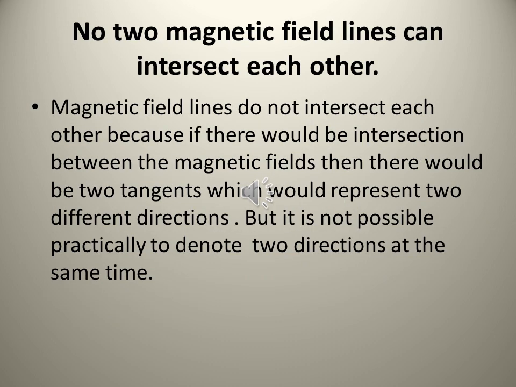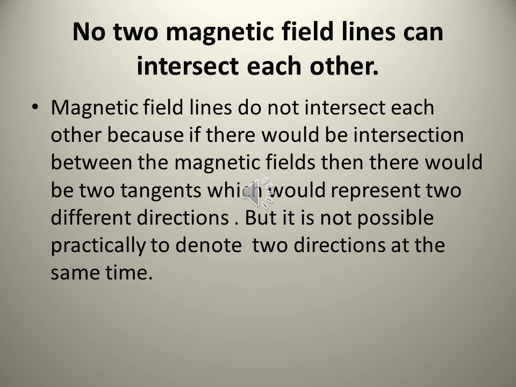Next comes a very important property, that no two magnetic field lines can intersect each other. This property is similar to the property of electric field lines. We were earlier saying that no two electric field lines can intersect each other. Same is the case with magnetic field lines, that no two magnetic field lines can intersect each other.